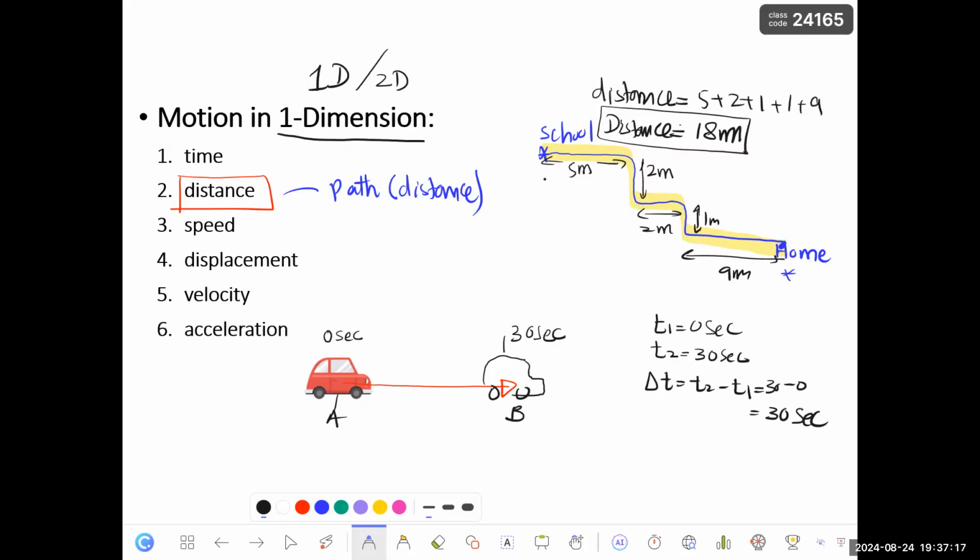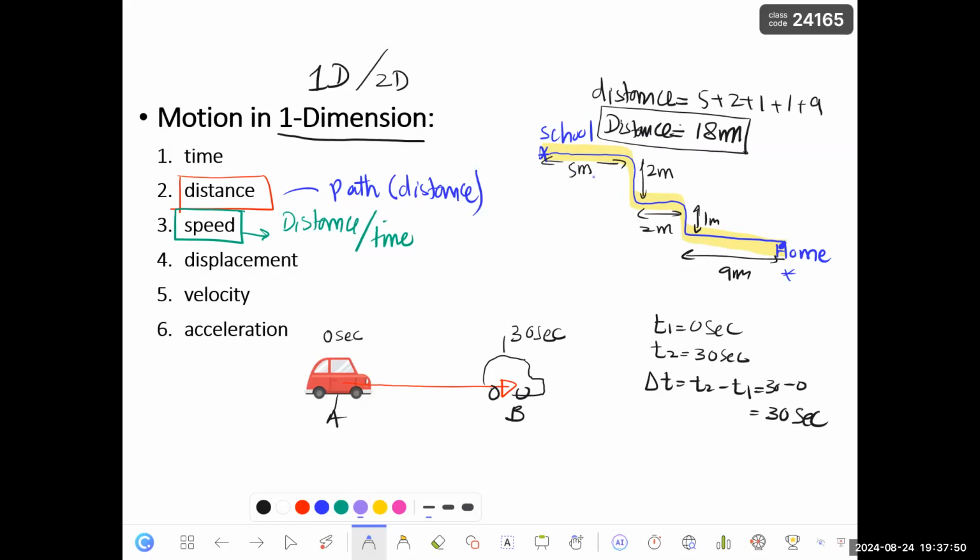Now, while we're talking about distance, let's move on to speed. Speed is how long it takes to complete a particular distance. So basically, you're saying how much distance is covered in how much time. So really, speed is nothing but the ratio of distance over time.